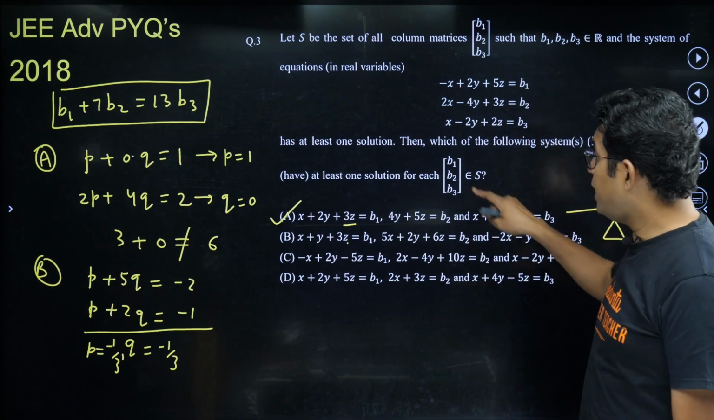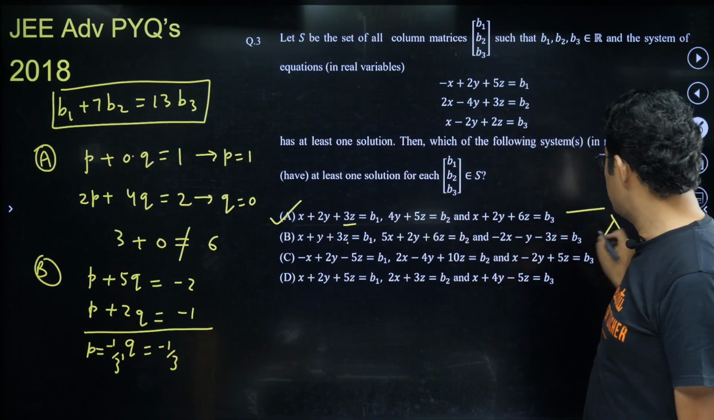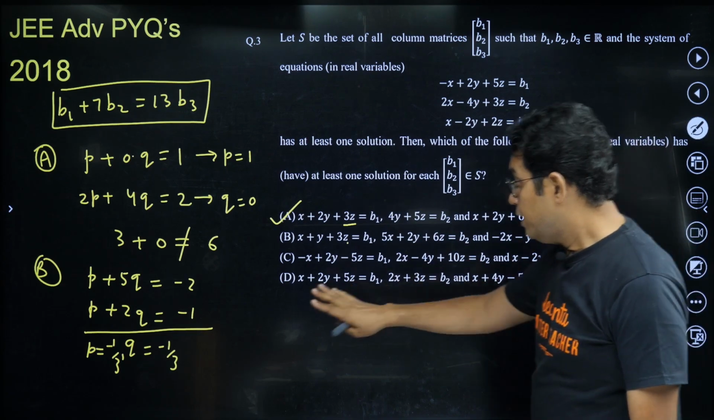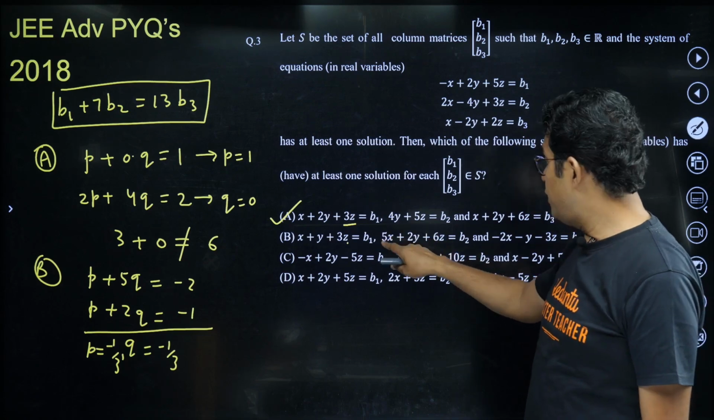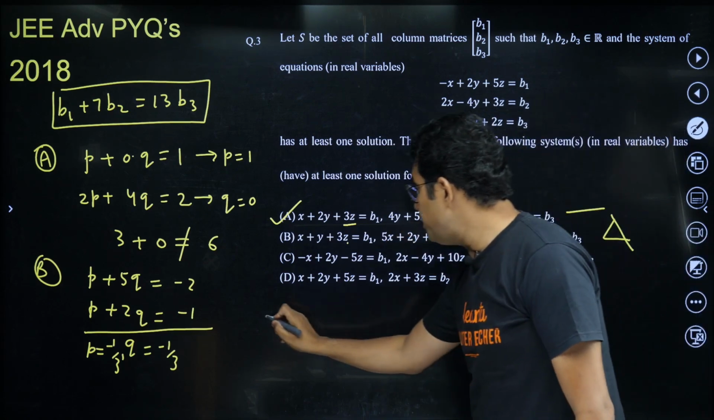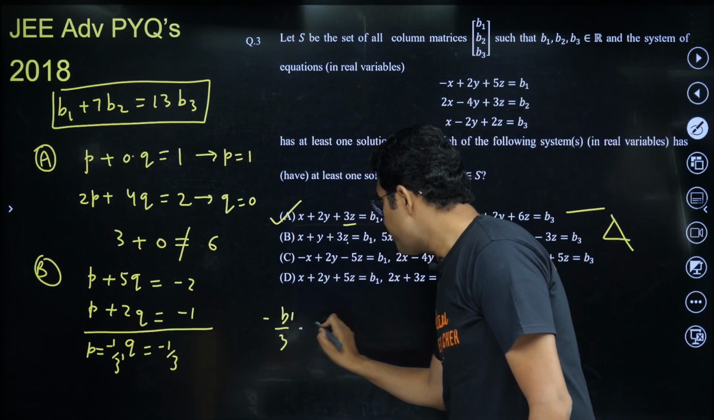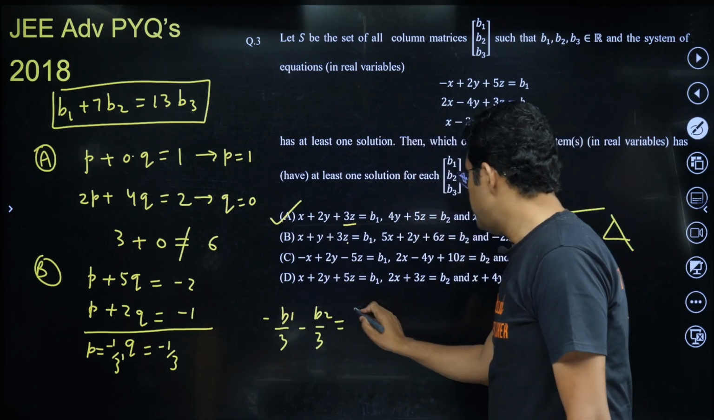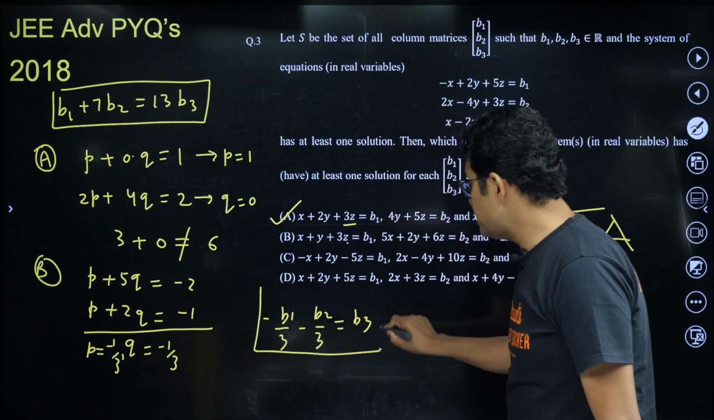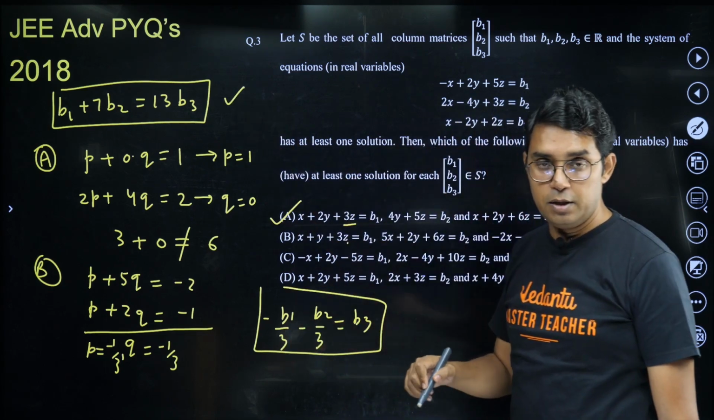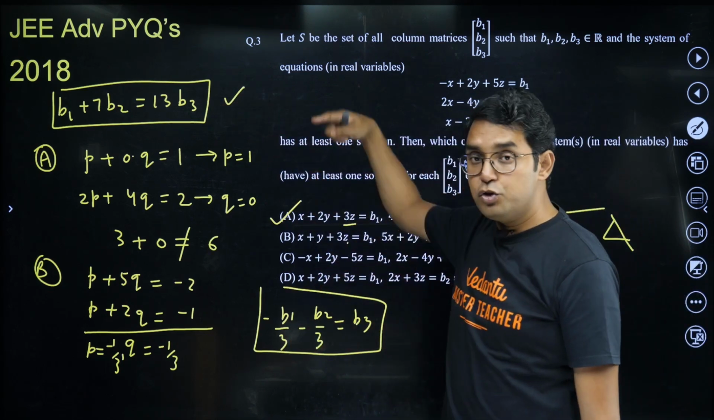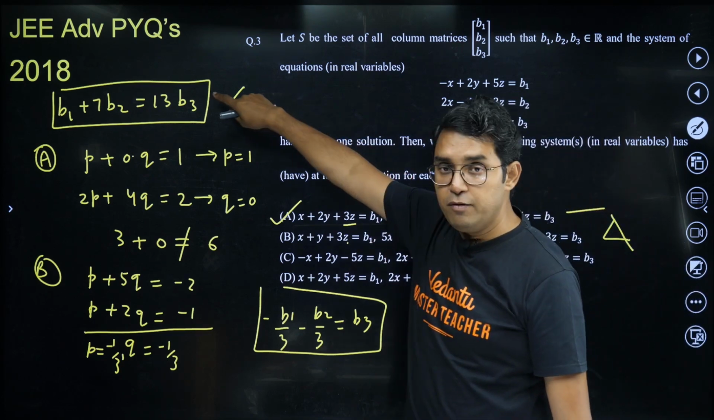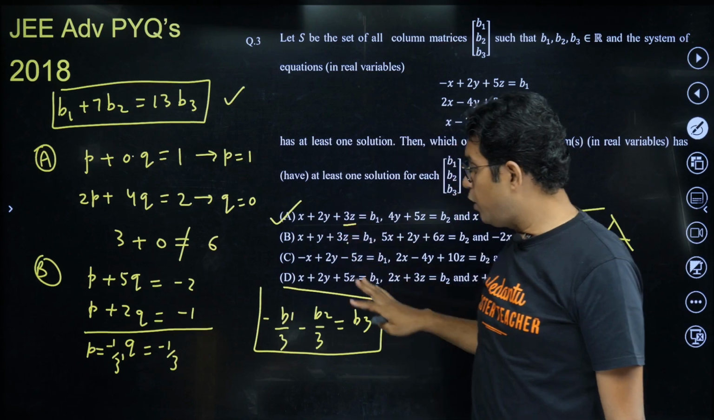Okay, now we want at least one solution. So this is not accepted. We want a common line of intersection, and that will happen if these P, Q are giving you a relation in B1, B2, B3 also. That means minus B1 upon 3 minus B2 upon 3 is equal to B3. Now you can see this relation is not the same as this relation. Maybe the solution of these two can give you certain values of B1, B2, B3, but every value of B1, B2, B3 that satisfies this will not satisfy this.